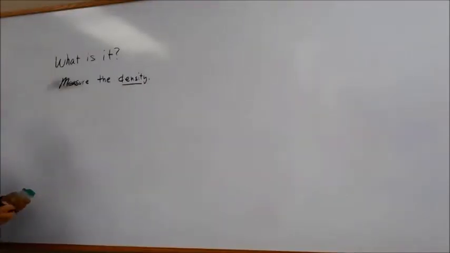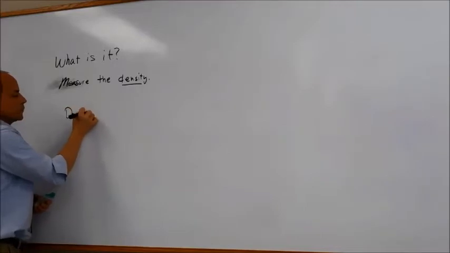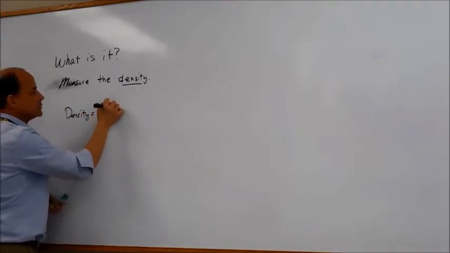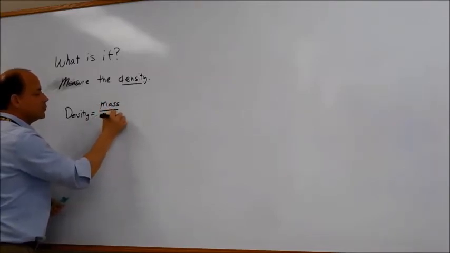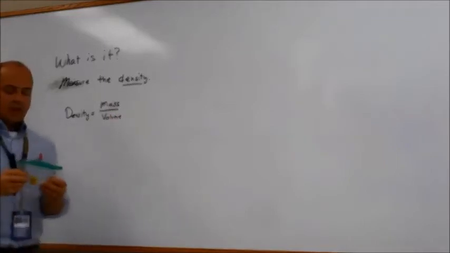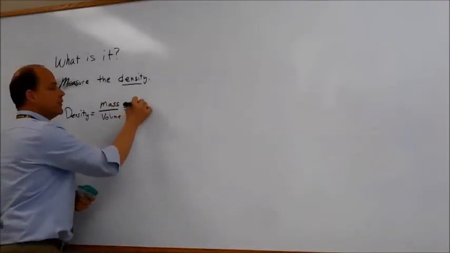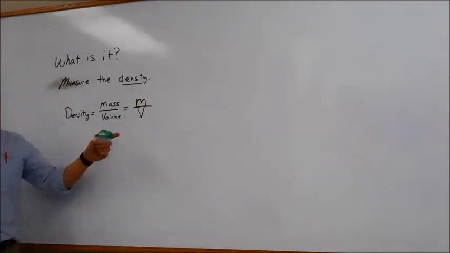Right? So what is this density? Density is equal to the mass over the volume. How much matter is here and how much space does it take up? I call this the broken-hearted unit because it's mass over volume, and that kind of looks like a broken heart right there.